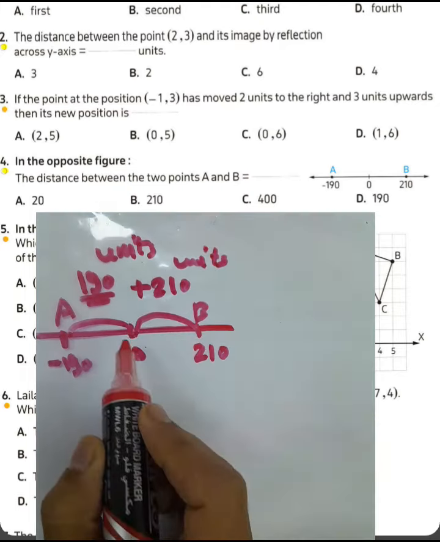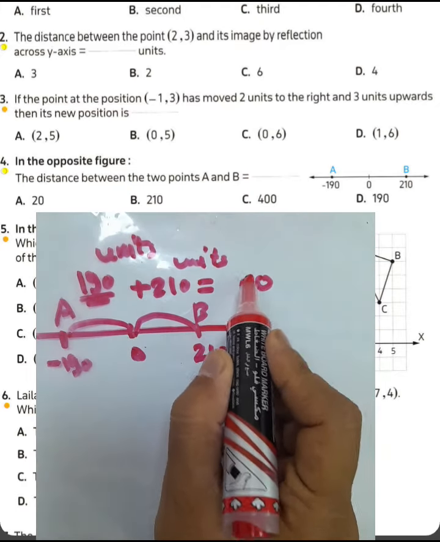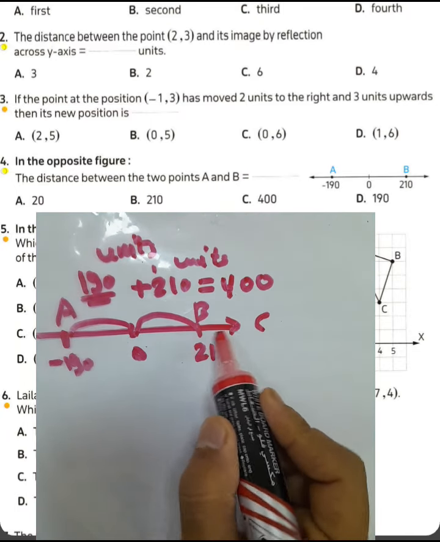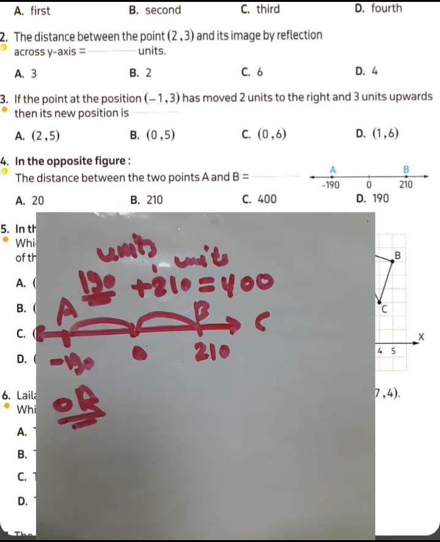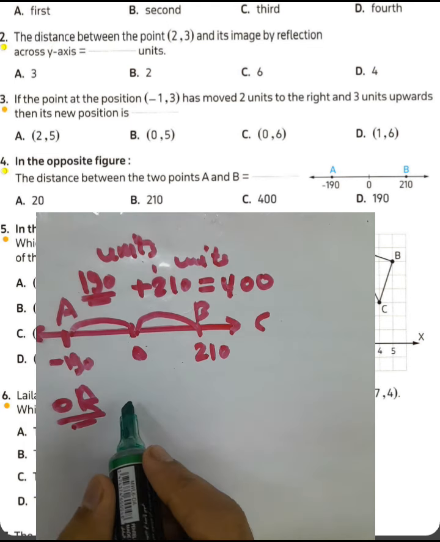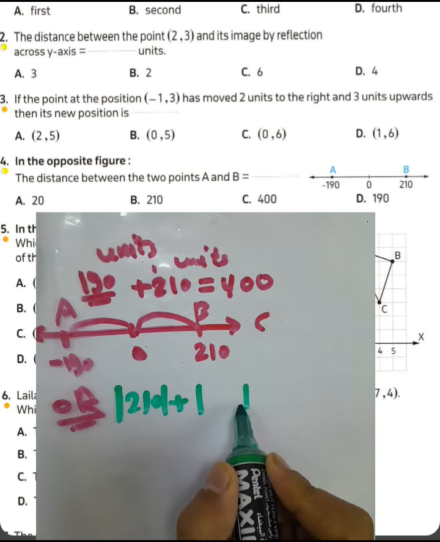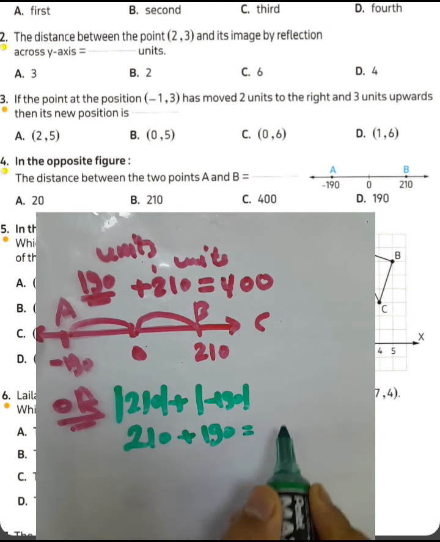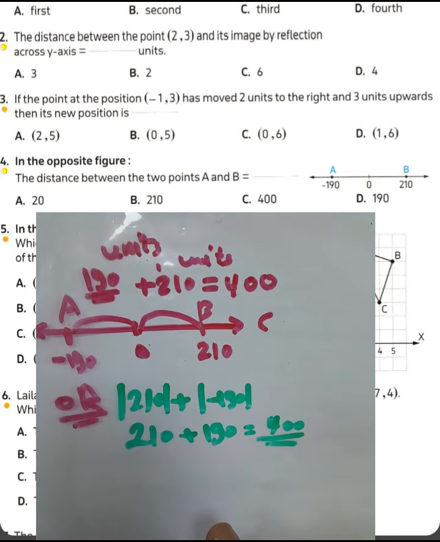Then we can add them. 0 plus 0 equals 0, 9 plus 1 equals 10, 0 and carry up 1, 2 plus 1 plus 1 equals 4. The result will be 400. Choose letter C. Or you can solve the example by writing the absolute value of 210 and write plus the absolute value of -190. Then the result will be 210 plus 190. The result will be 400. Okay, you can solve by this method or this method.